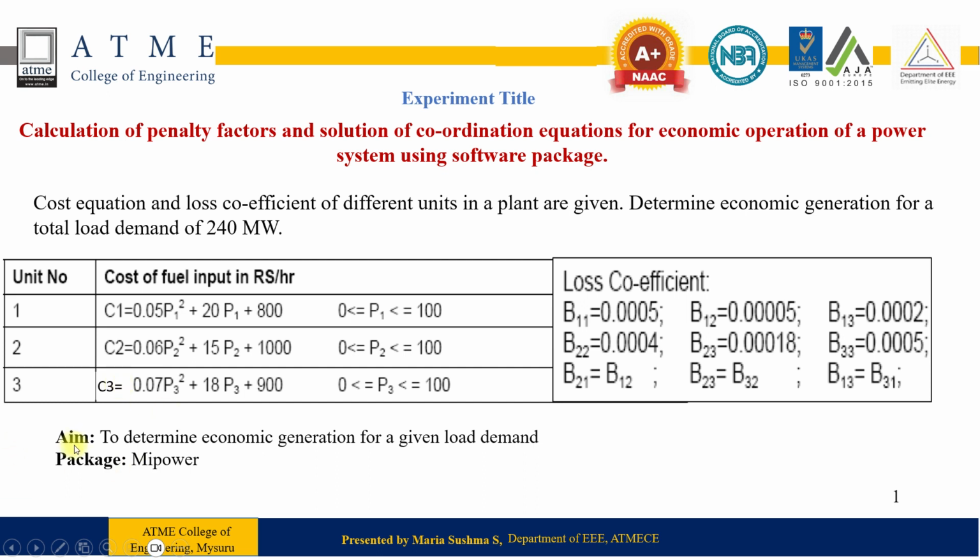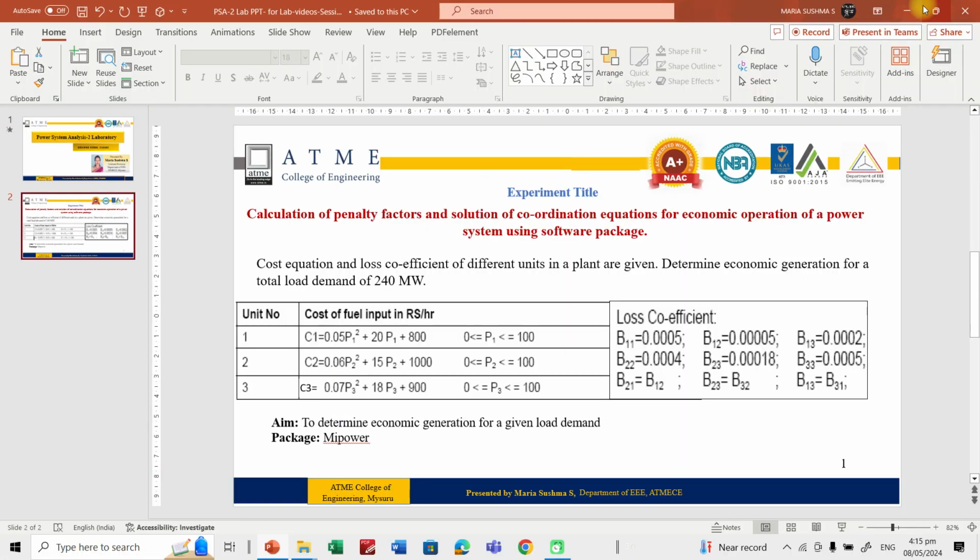Let us look into the aim. It is to determine economic generation for a given load demand. The package used is MyPower. Now let us look into the method using which we are going to solve this problem using the software package MyPower.